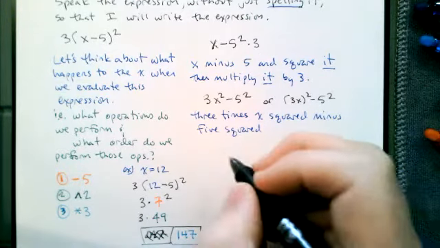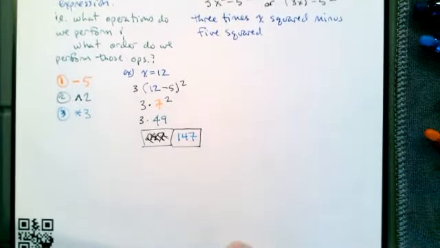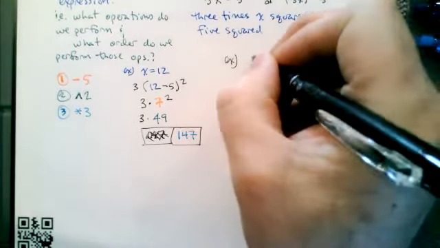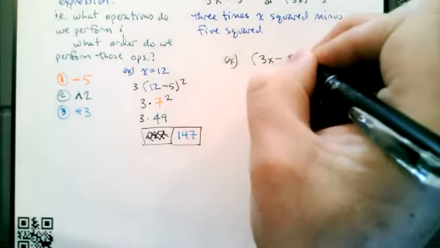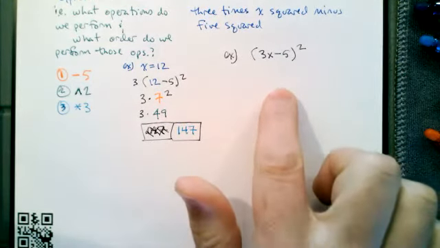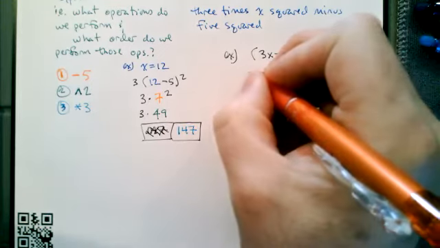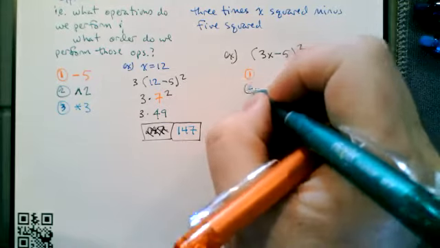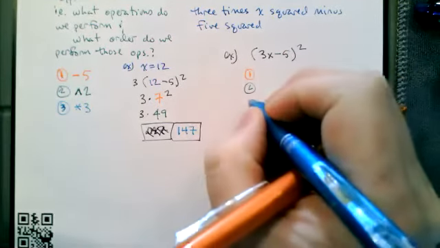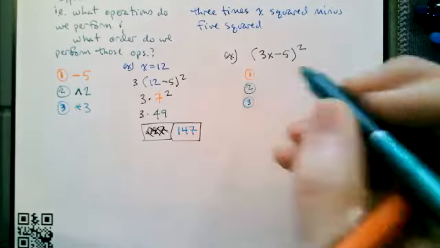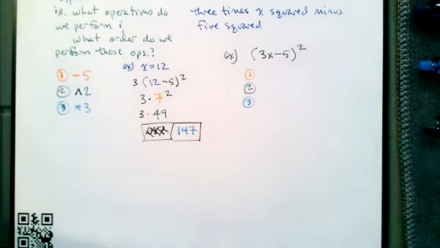For another example, what if I write the expression (3x - 5)²? What order do we perform operations in this example? So what's the first thing that would happen? Notice this is still the same three things. There's multiplication by 3, there's squaring, and there's subtracting 5. And what we're trying to do is, even though you instinctively know what you're supposed to do, I need to know that we know why we're doing those things.